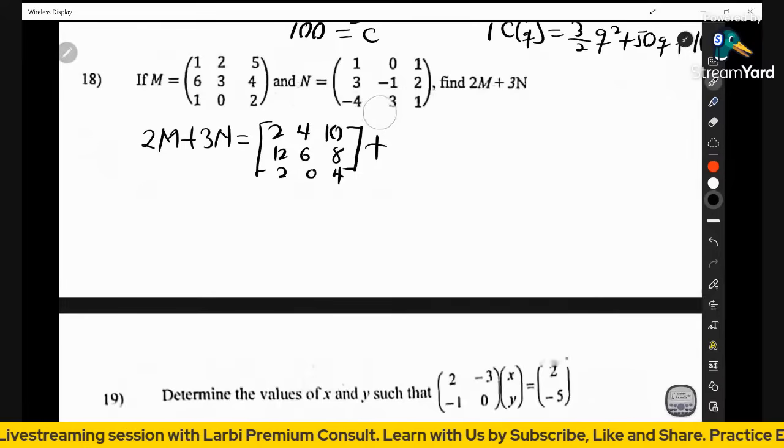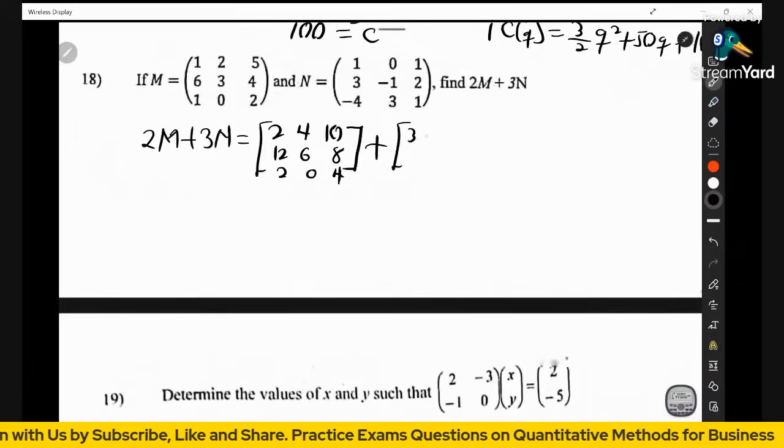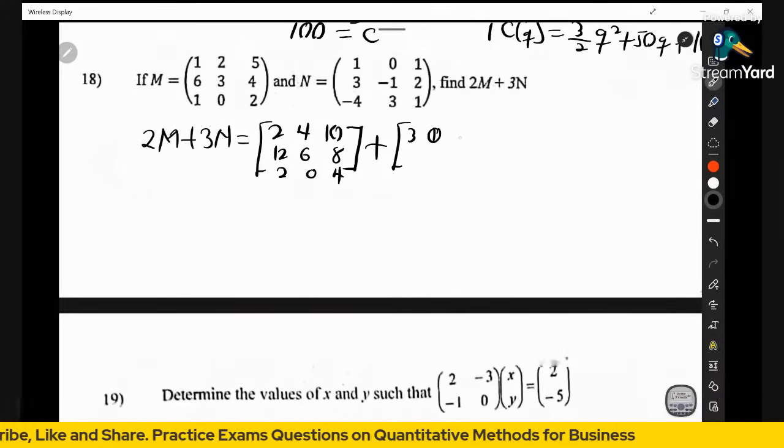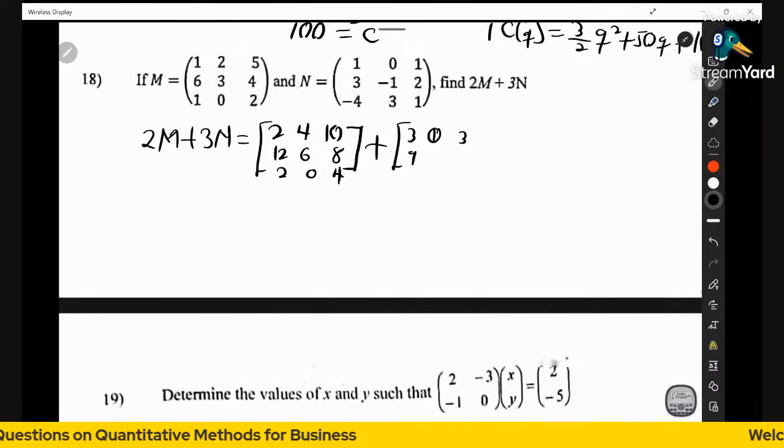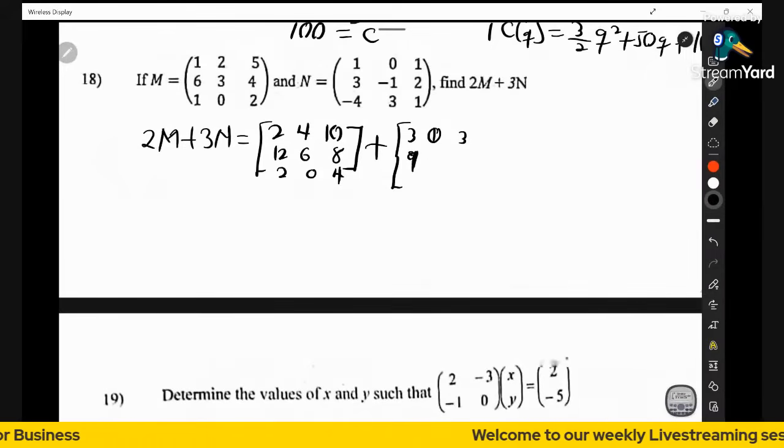So we exhaust the entries in the matrix there. So 3 multiplying 1, we are getting 3. Then we are getting here 0. We are getting here 3. We are getting here 9. Okay. We are getting here 9. Here is negative 3.